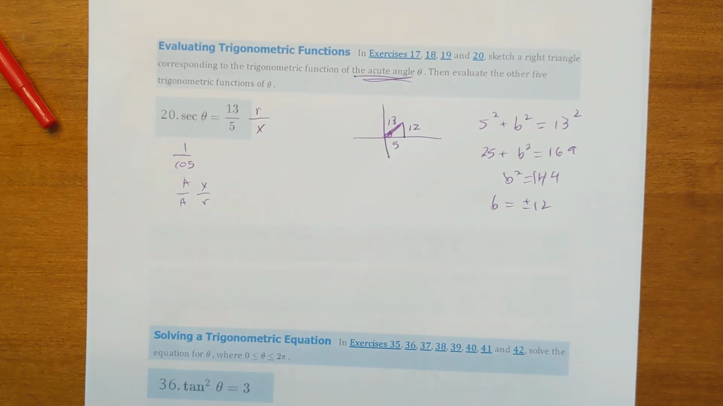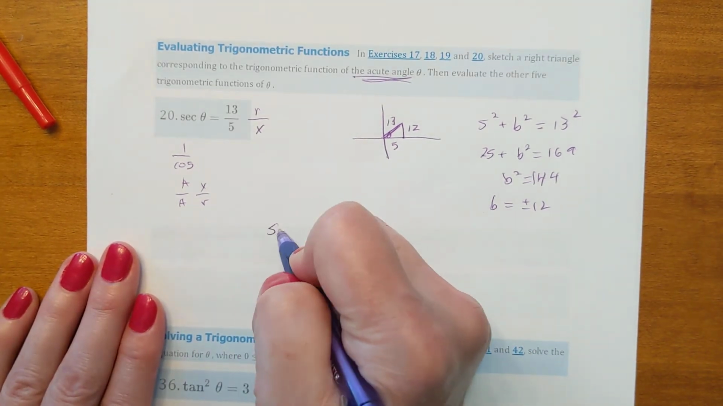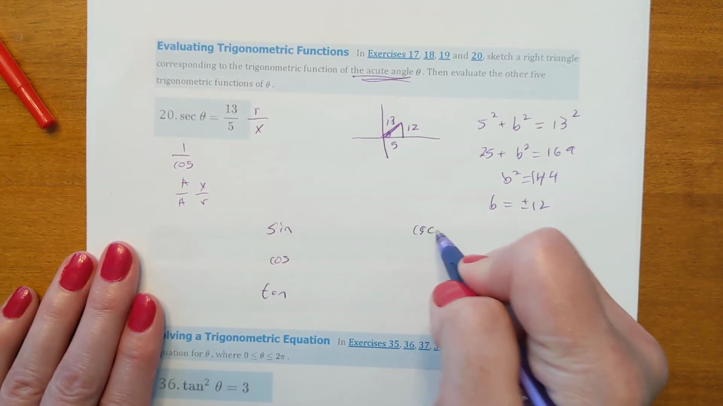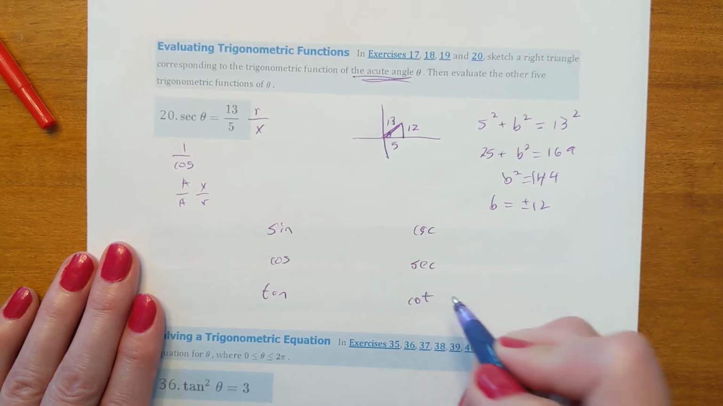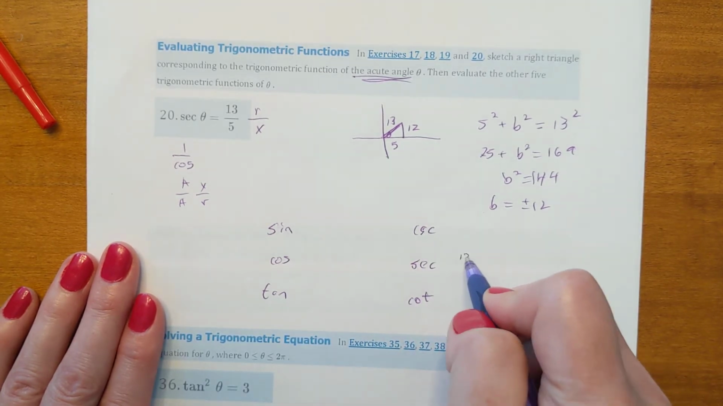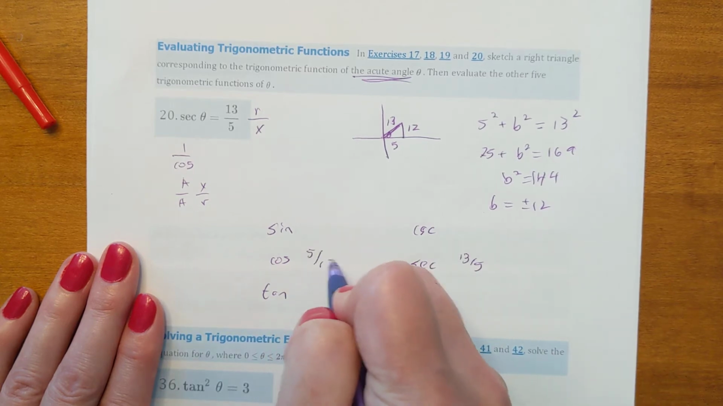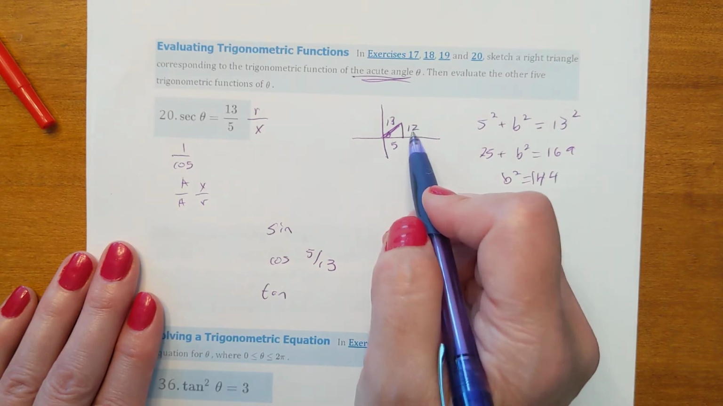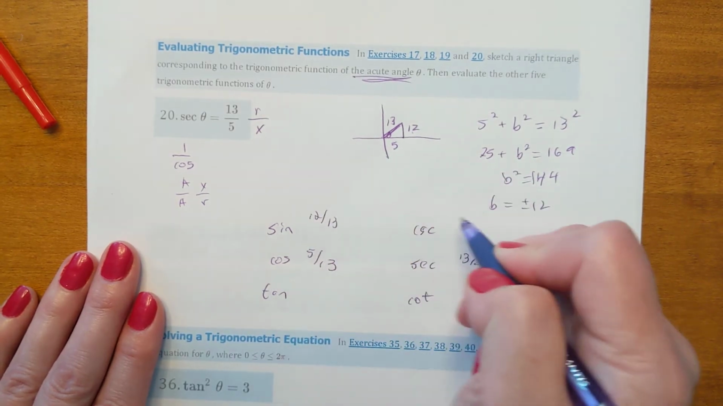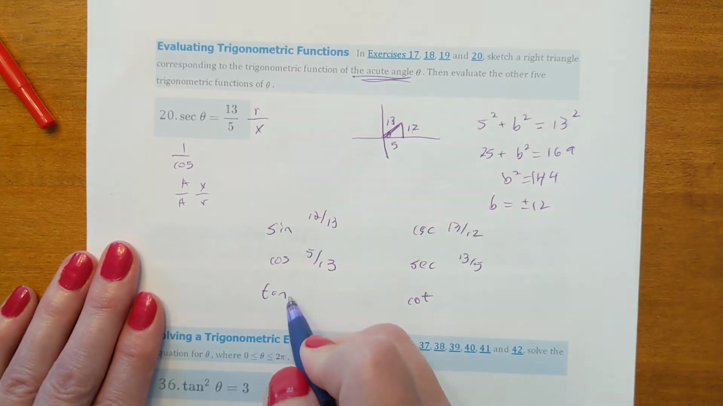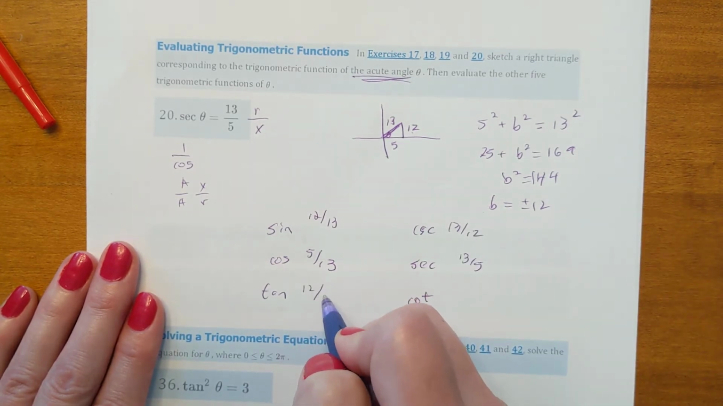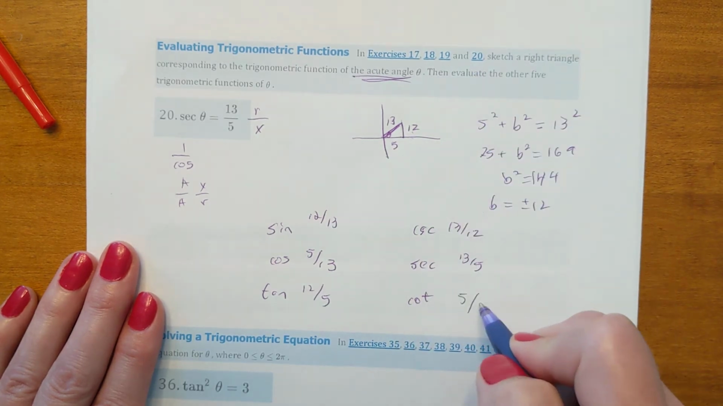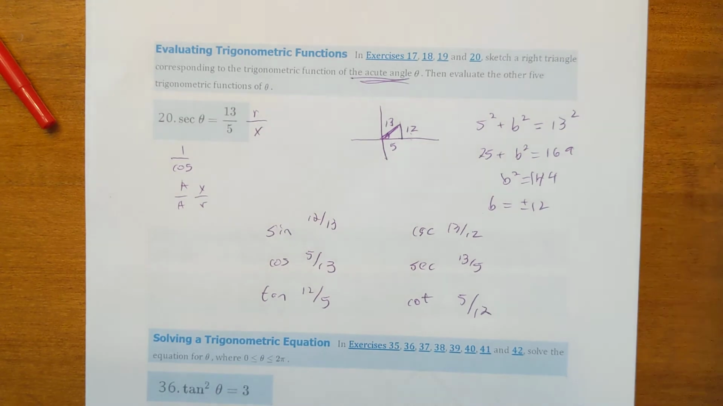So they wanted to know all the other functions. So again, you've got sine, cosine, tangent. The reciprocals: cosecant, secant, cotangent. They gave us secant, which is 13/5. We can just flip it over right now to 5/13. All right, sine is opposite, or the y value, 12 over the radius 13. Flip it over. And then tangent is opposite, which is 12, over the adjacent 5. Or you could say the y value over the x value, and then flip it over for cotangent, or 5/12.